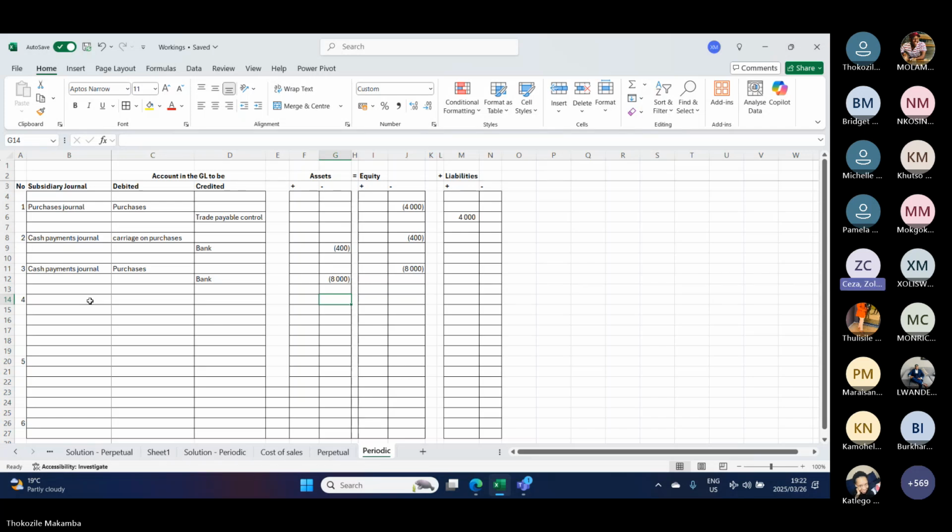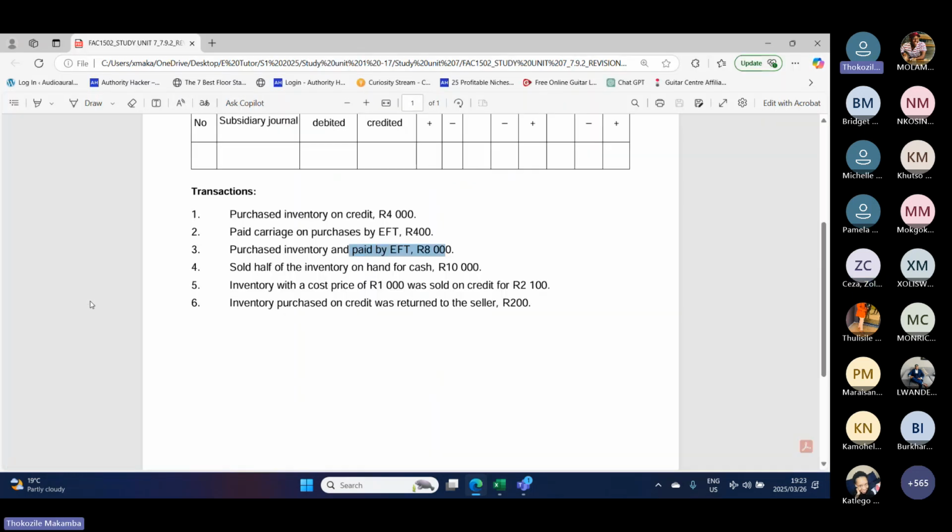So I'm saying you are right, but I'm just highlighting for those questions because there's a couple of them. Okay. So guys, remember we're doing the periodic system. I started with that one first because it's the most straightforward one of them all, right? We're gonna spend a little bit of time on the perpetual one, right? Good. Okay. Then transaction 4, sold half of the inventory on hand for cash.